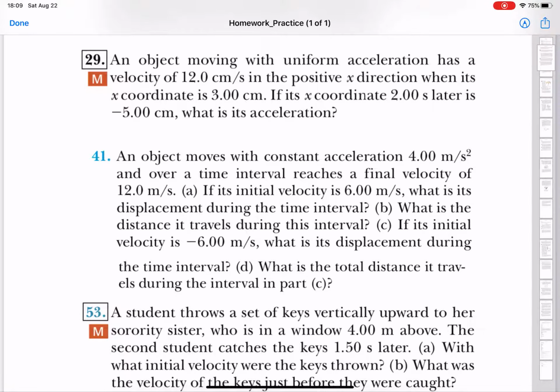Okay, now let's look at problem number 41. An object moves with constant acceleration 4 meters per second squared and over a time interval reaches a final velocity of 12 meters per second. If its initial velocity is 6 meters per second, what is its displacement during the time interval? What is the distance it travels during this interval? So let's first solve parts A and B.